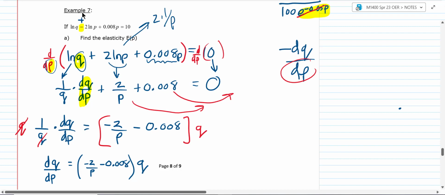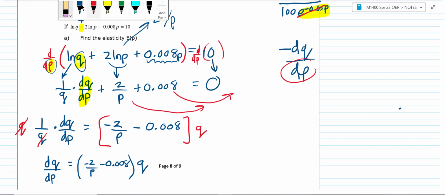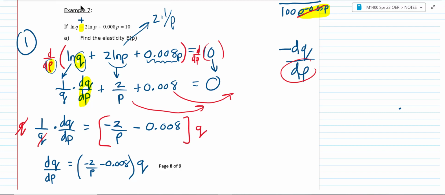Does that look familiar? That's implicit differentiation. We worked on that quite a bit earlier, and you'll need to know how to do implicit differentiation for your test. Now that's kind of like step 1. Step 1 is you are finding what the derivative is.